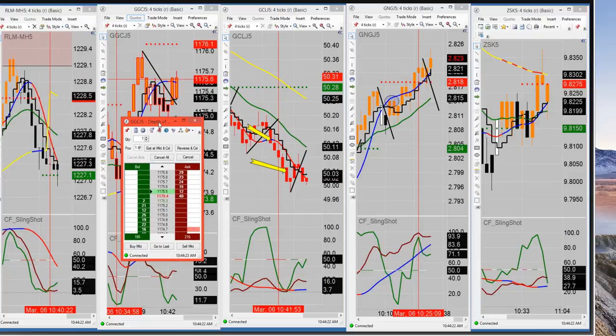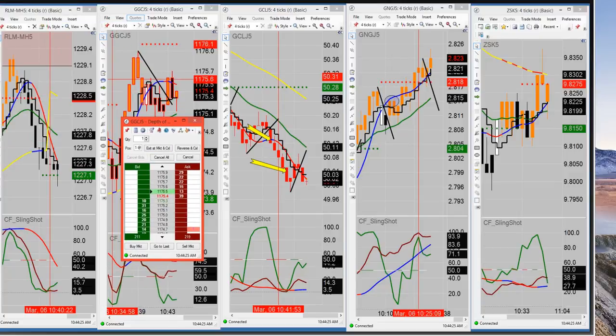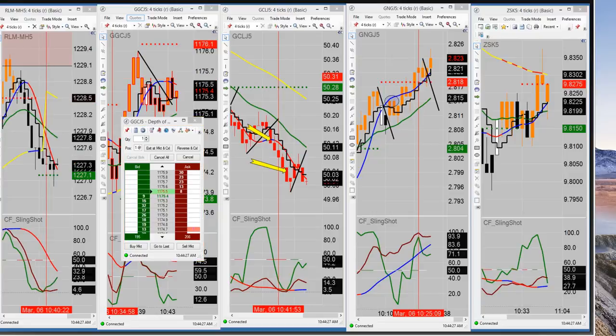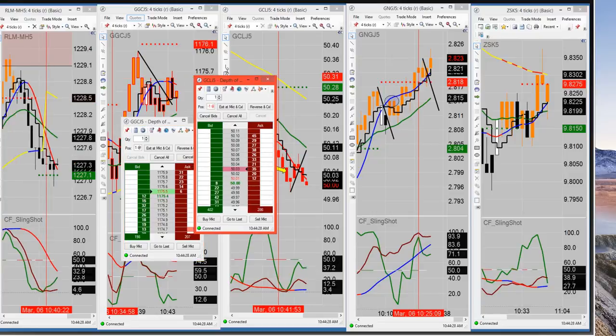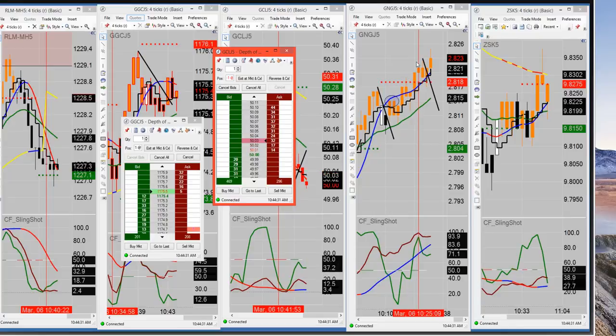Okay, hang on. I'm long gold here at 75.5. I'm short the crude here at 50.03, and I'm looking for natural gas to close up. All right. Now stop's going to break even on the crude.